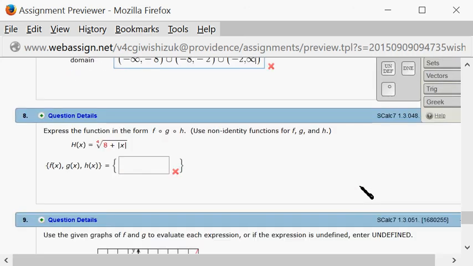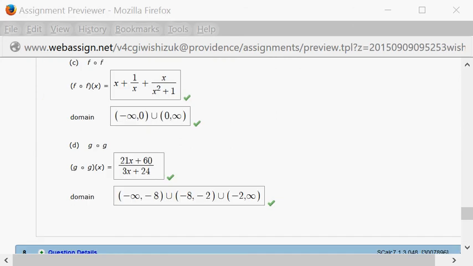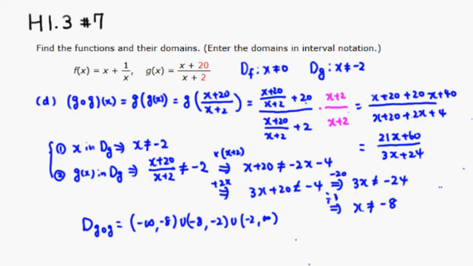All right, so let's check the answer. Submit for testing. All right, it came back, and looks like we got part D correctly. All right, that's it. I hope that this was clear.